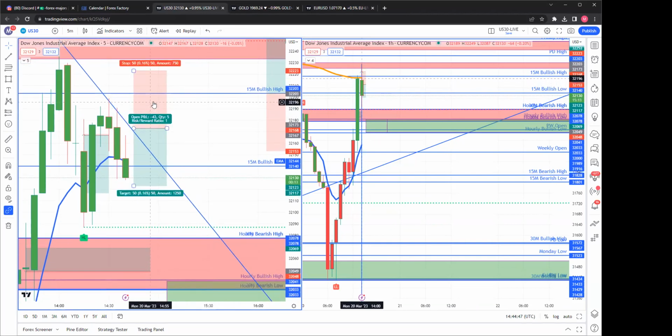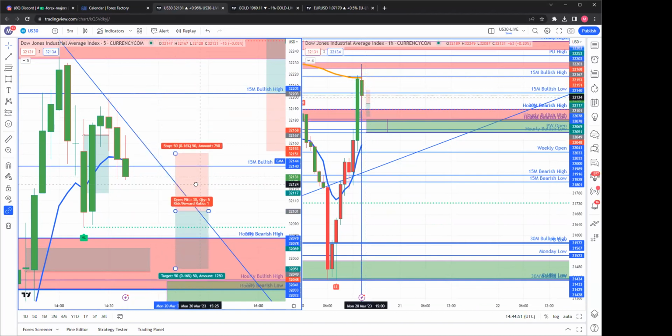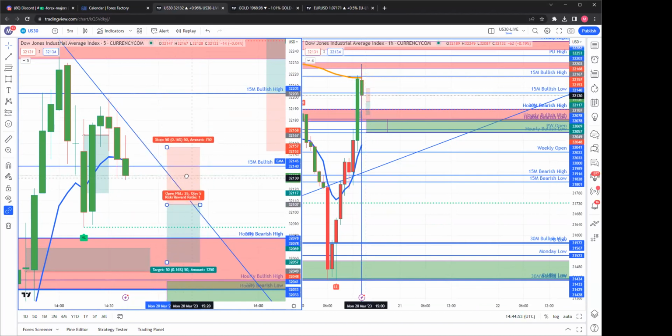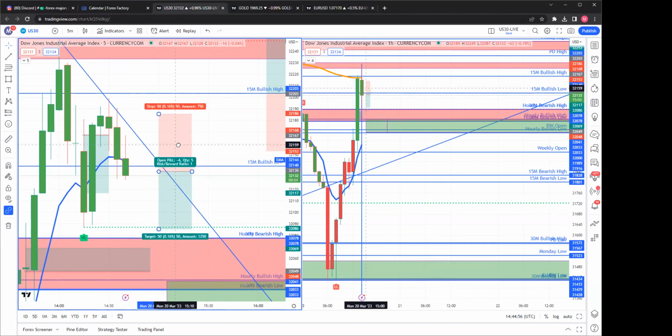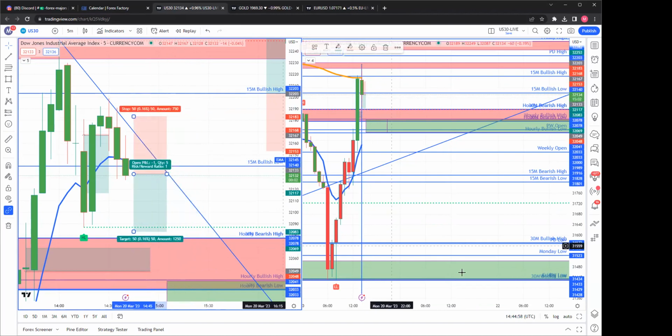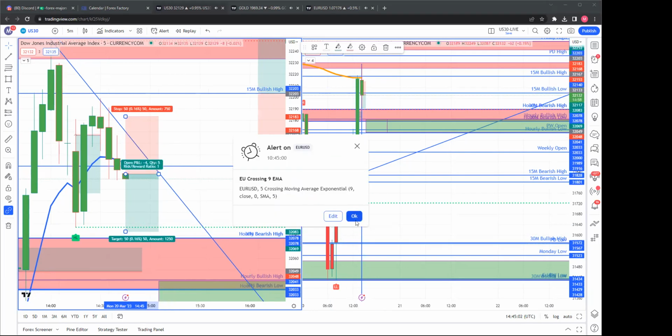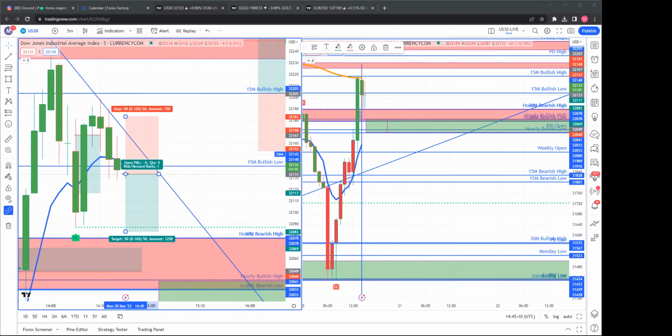I want to see closure below the 15 minute bullish low. So we have 4 seconds right there. Let's see how it closes. Okay. So I'm in that sell. I think it went through. Oh, don't tell me I hit a buy. Just a second. Yeah. So I'm in that sell for US 30.